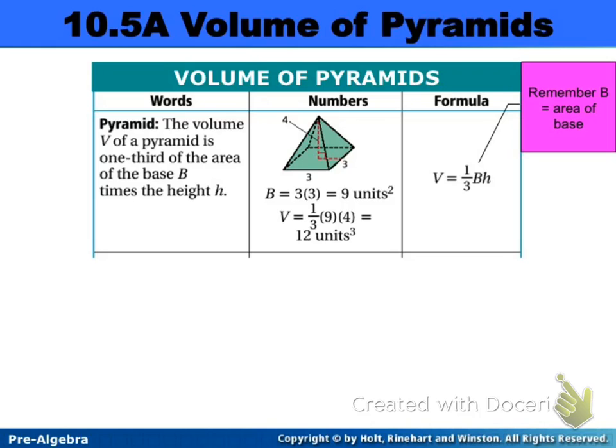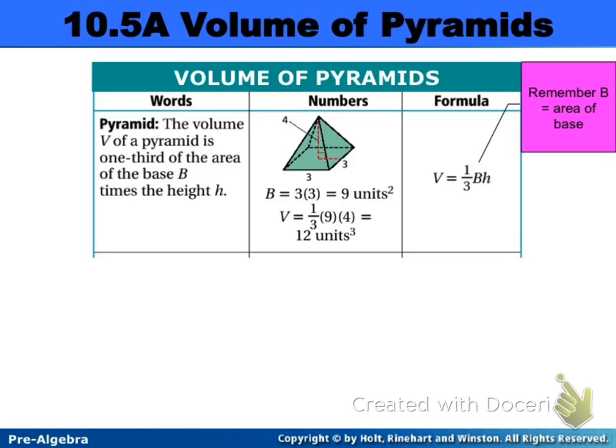The volume of a pyramid is 1/3 of the area of its base times its height. In numbers, you can see the one in the middle. Since the base is a rectangle, it's a rectangular pyramid, so it's a 3 by 3 area of the base. So our area of the base is 9 units squared. When you take that times the height or the altitude all the way up to the tippy top peak of that pyramid, that vertex, which is a height of 4, so 9 times 4, and then you take 1/3 of that. You're dividing by 3.